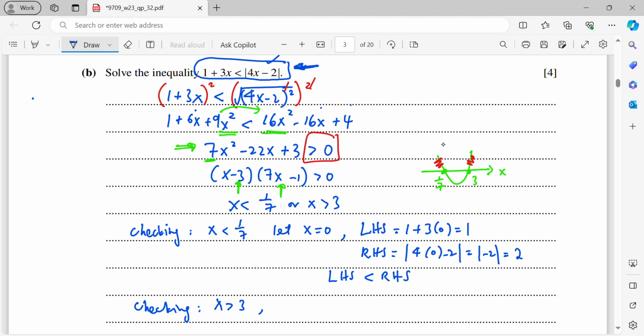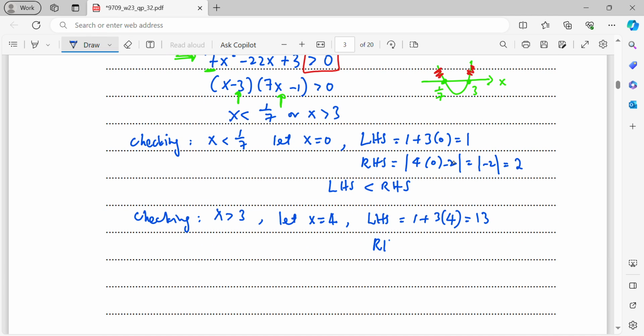So when x is greater than 3, let's say x equals 4. Again, my left hand side will be 1 plus 3 times 4, which is going to be 13. And then for the right hand side, it will be the modulus of 4x minus 2, then you will be getting 14. And again, the left hand side is less than the right hand side. So which means now my final answer will be both inequalities.